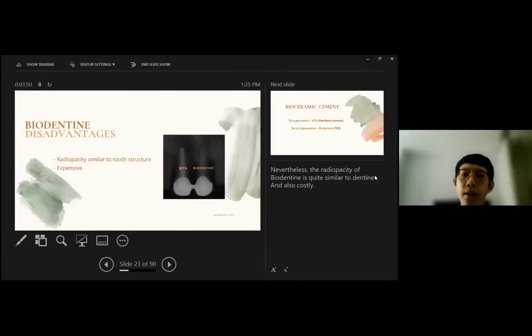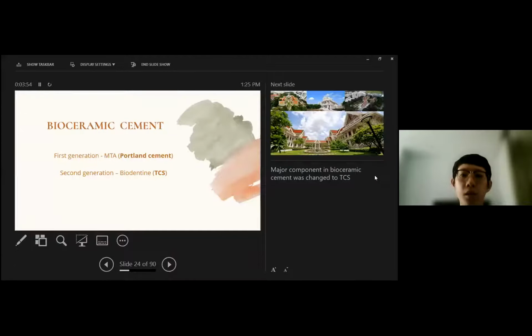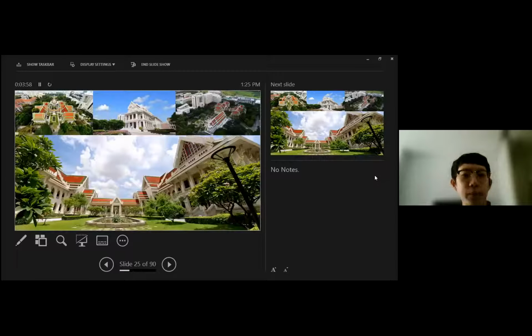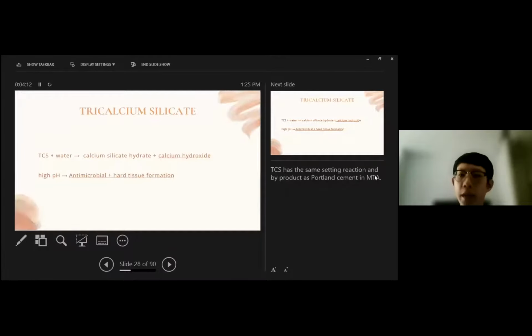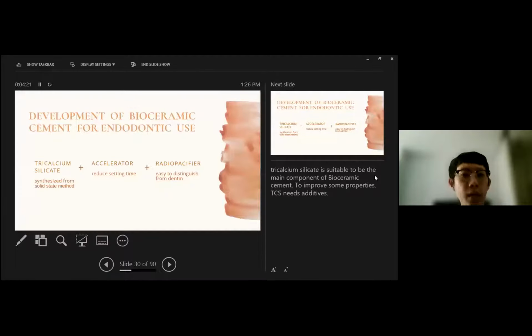the major component in bioceramic cement was changed to tricalcium silicate. This is my university's tricalcium silicate. The development of bioceramic cement consists of three parts: the main component, accelerator, and radiopacifier. Tricalcium silicate has the same setting reaction and byproduct as Portland cement in MTA. Tricalcium silicate is suitable to be the main component of bioceramic cement.